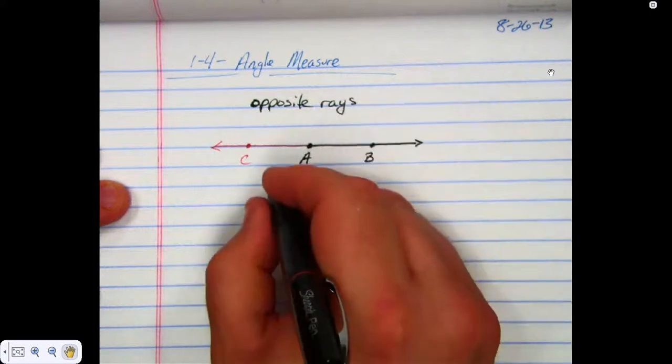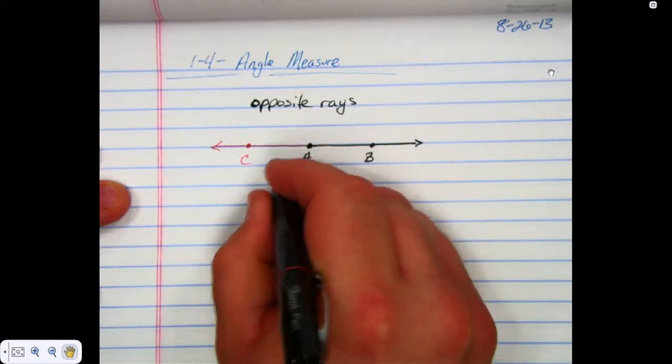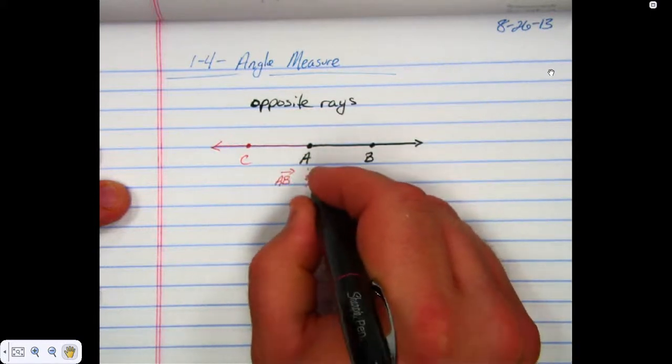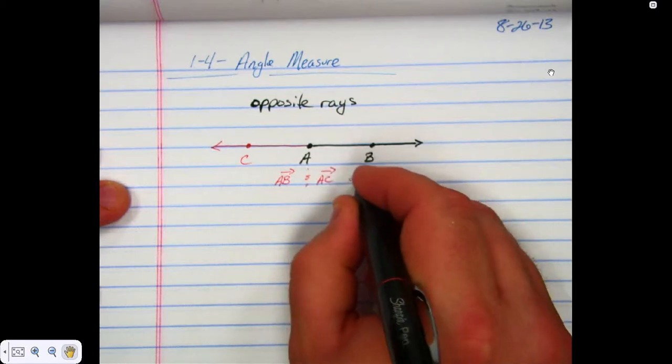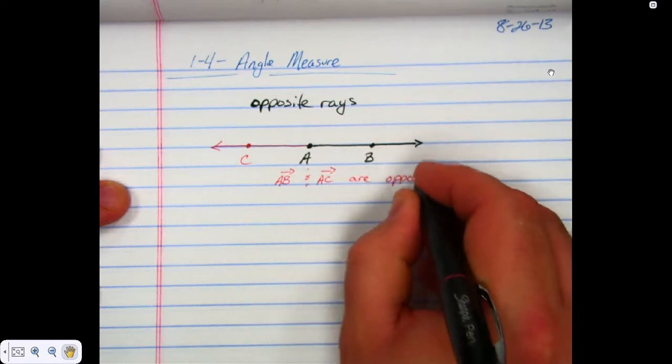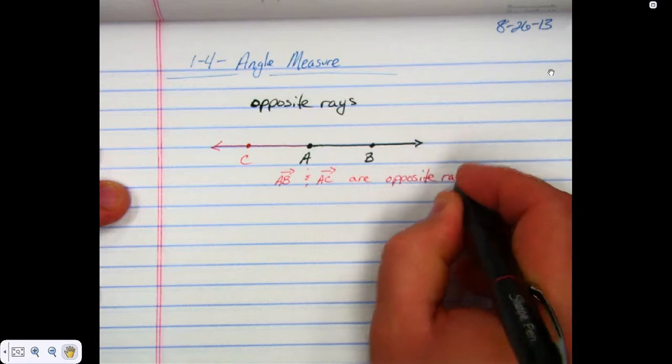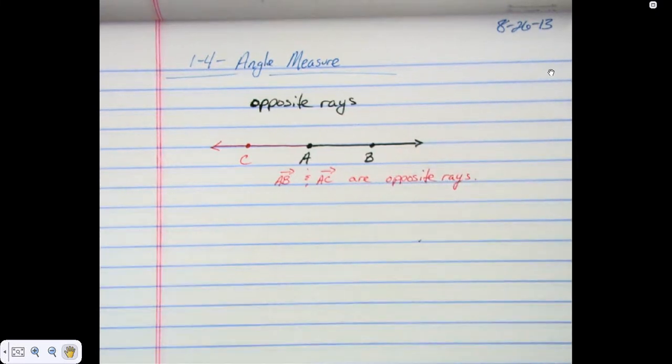So I could say here that ray AB and ray AC make a line. They are opposite rays. Okay, easy peasy, huh?